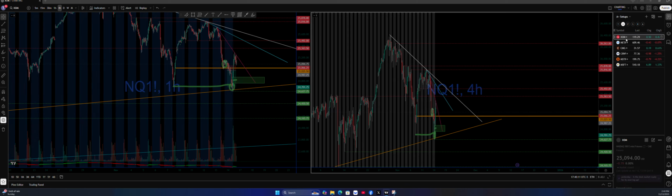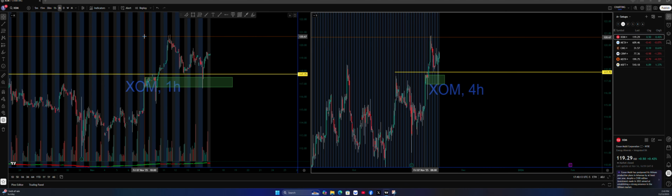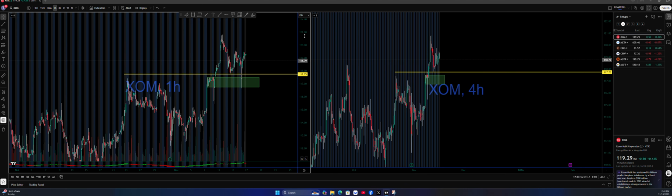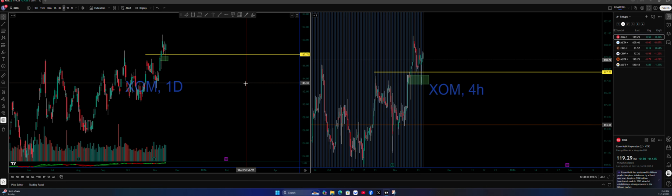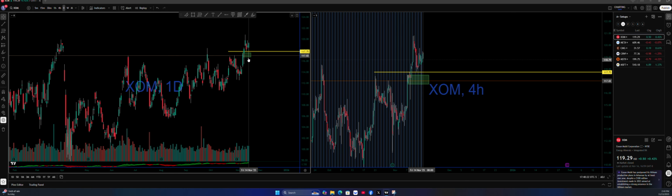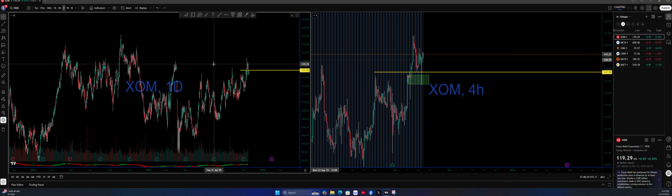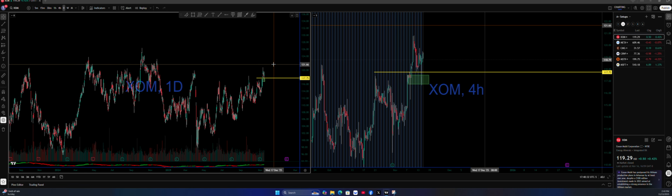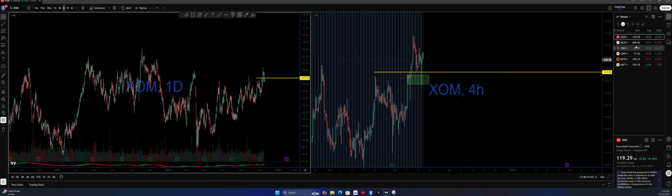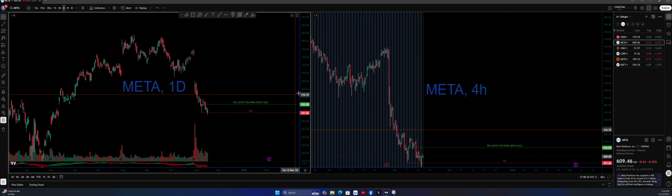In terms of what I'm watching for a trade, XOM printed this candle right here after breaking out of this level. I want to see what we're gonna do at market open. Maybe there could be a continuation trade here, not a fully cleared setup for me.